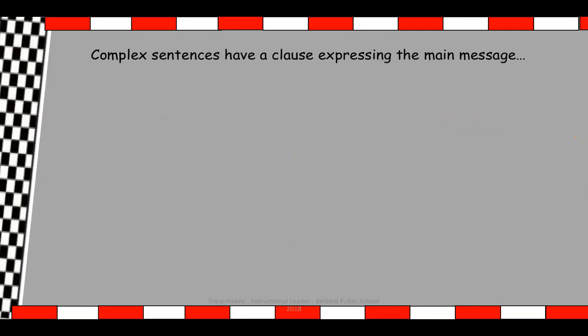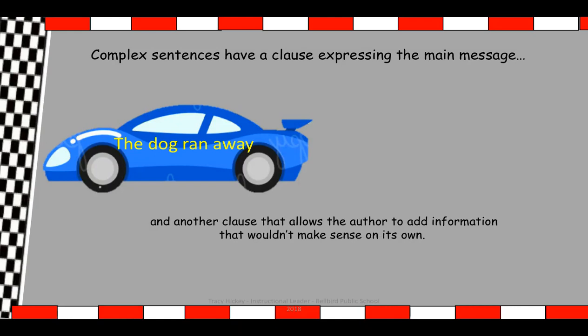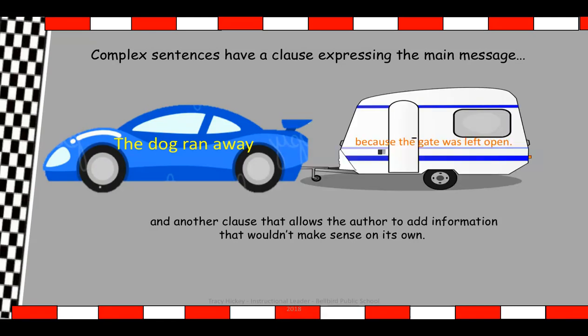Okay, so the third type of sentence we're going to talk about today is complex sentences. So these have a clause expressing the main message. The dog ran away. This is an independent clause because it can be by itself in its own sentence. But what's special about complex sentences is they have a second clause, which we call a dependent clause, which can't make sense on its own. So the dependent clause is because the gate was left open. If I had because the gate was left open on its own, in its own sentence, it wouldn't make sense. It needs some information either before or after that clause.